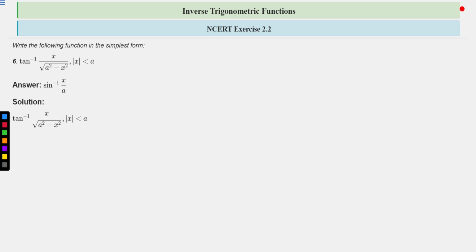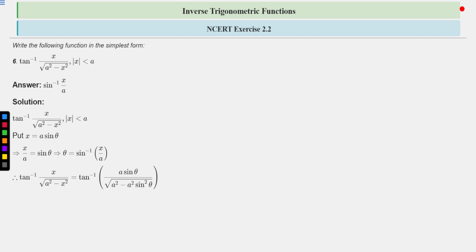We have the expression tan inverse x upon root over a square minus x square, when mod x is less than a. Therefore, let us put x equal to a sin theta. So x by a will become equal to sin theta. Therefore, theta will be equal to sin inverse x by a.